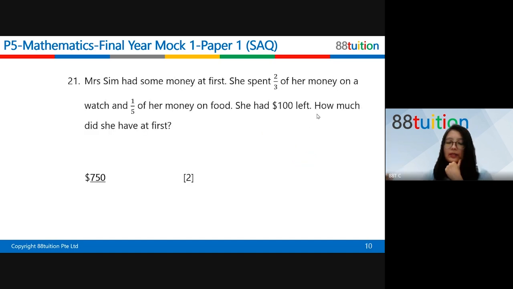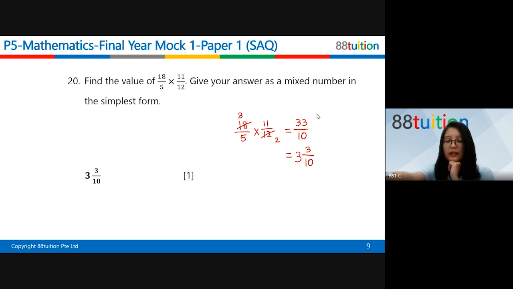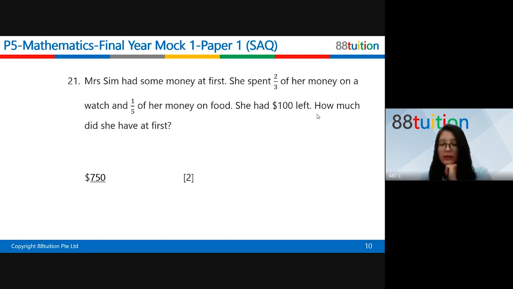You had some money at first. She spent 2/3 of her money on a watch. Just a reminder, even if they didn't tell you to give your answer as a mixed number, if they tell you to give your answer in the simplest form, the simplest form is a mixed number. You never leave your answer as an improper fraction unless they tell you so. Okay? You had some money at first. You spent 2/3 of her money on a watch and 1/5 of her money on food. Do you see that? It's a fraction of the same thing. When you have fractions of the same thing, please make the denominator the same.